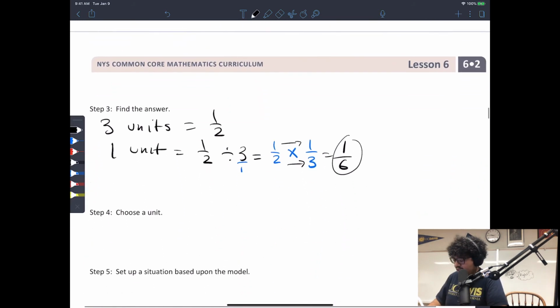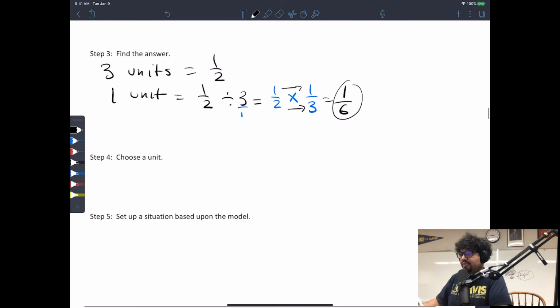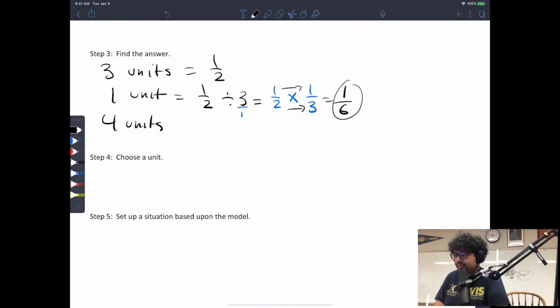Okay, so then if I continue here, then I can say that all 4 units then have a value of 4 times 1/6. And this is going to give me 4 times 1 is 4. And there's a 1 under 1 times 6, it's 6. So there's my answer. This can be simplified further into 2/3.